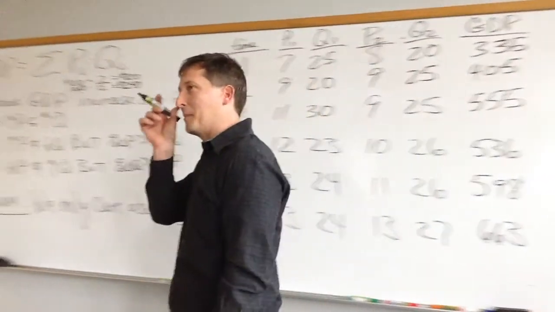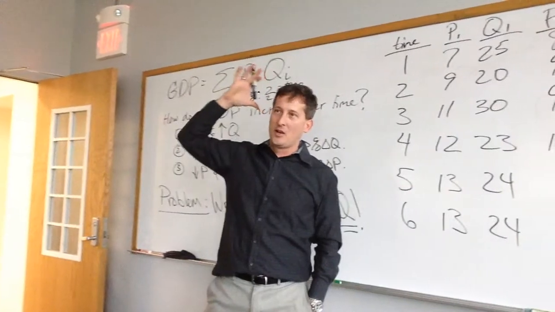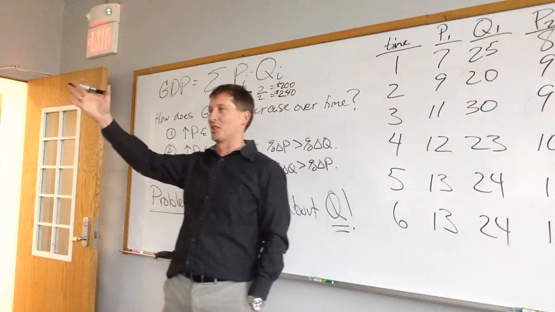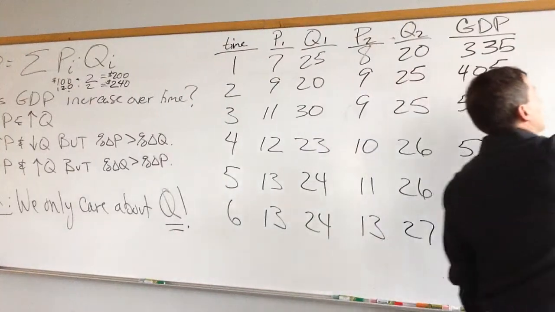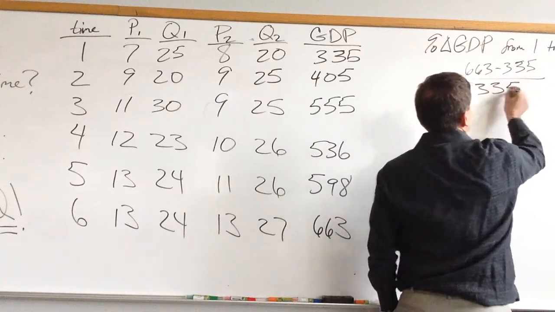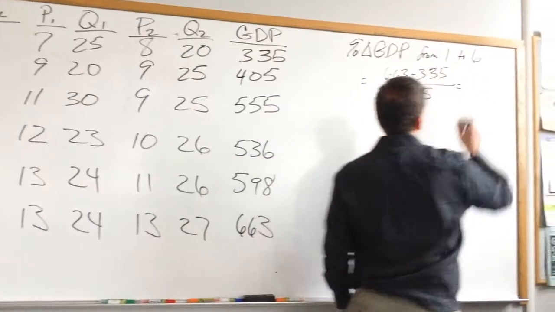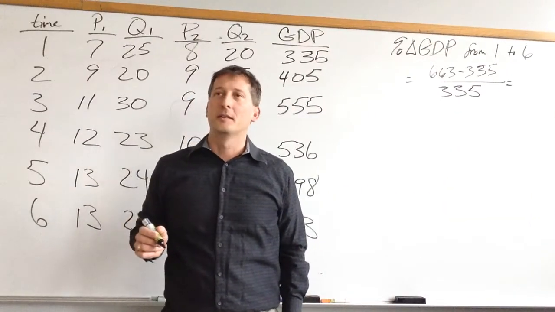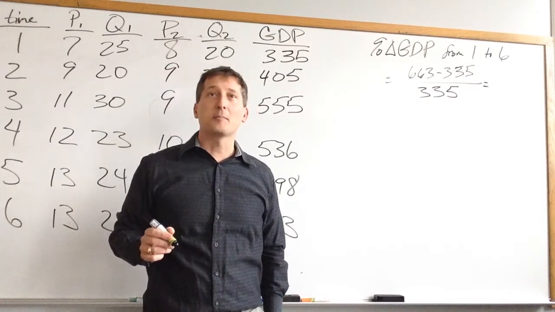Percentage change in a variable. New number minus the old number divided by the old number. X1 minus X naught divided by X naught. However you want to do it. I like to think of new number minus the old number divided by the old number. So over this time frame, what does this number shake out to be? It's going to be pretty big. 98%.